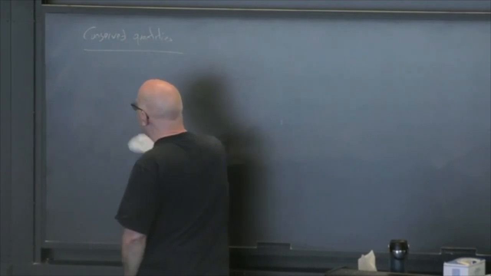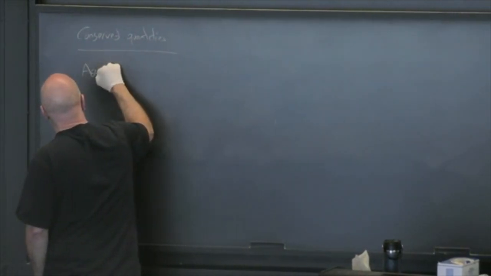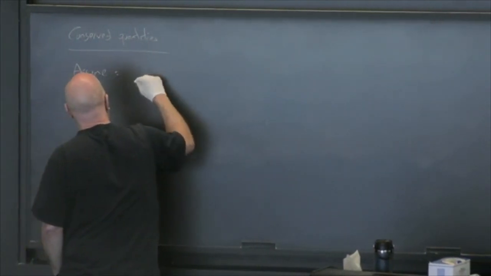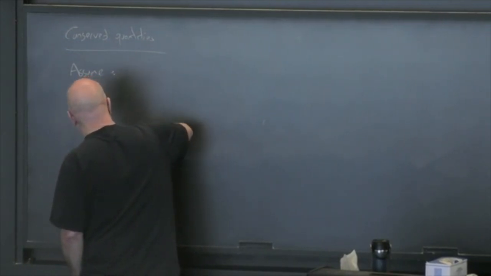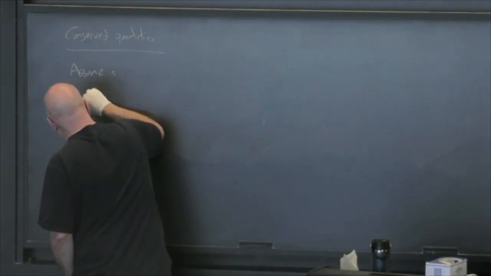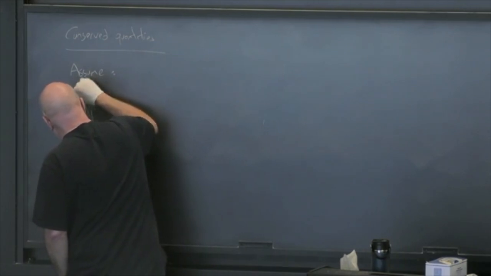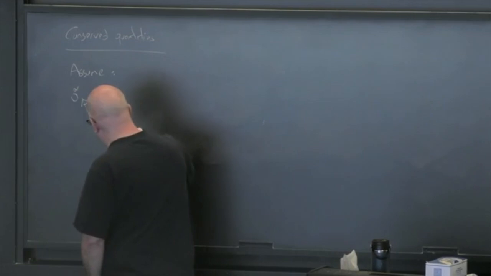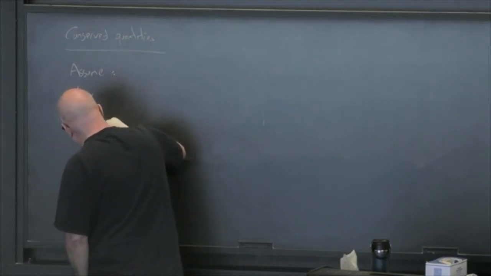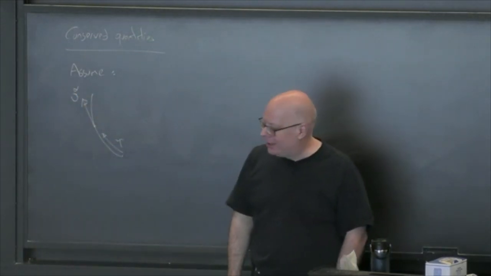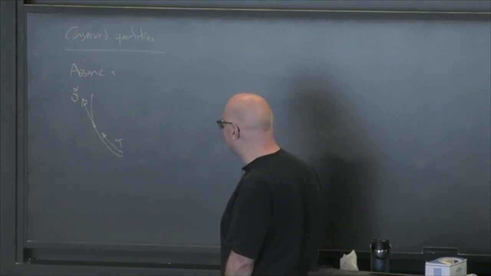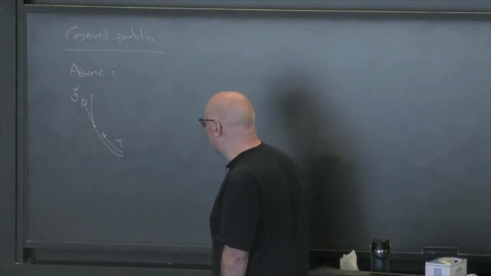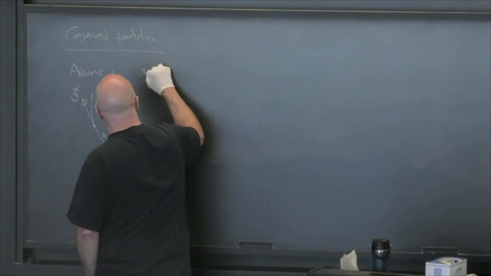So let's assume that we have a curve with a tangent vector, a parameterized curve in terms of proper time. I'm going to restrict myself to proper time parameterization, or at least an affine version of that, and assume that we have a geodesic parameterized by proper time.